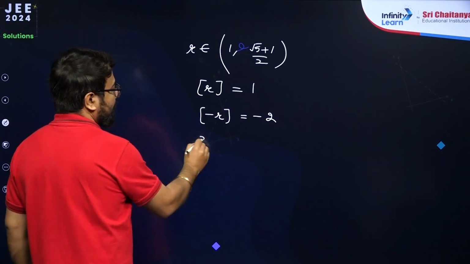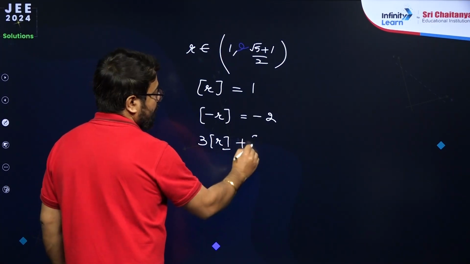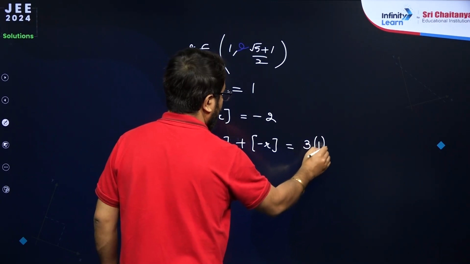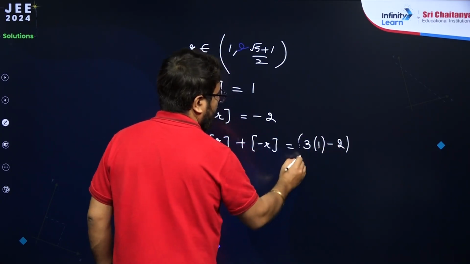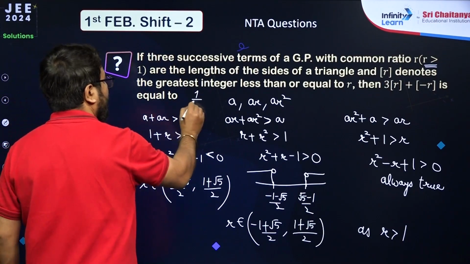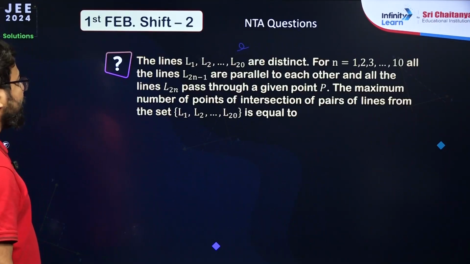Now the question says 3 times the greatest integer function, and then the greatest integer function of minus R. So it is 3 into 1, then it is minus 2. So the net answer will become 1. So the answer to this problem will be 1 over here. Are you all able to understand how we got the answer to this problem?